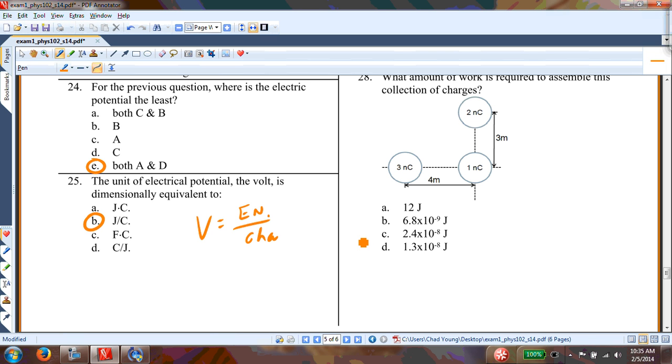What amount of work is required to assemble this collection of charges? All right, so we have 3 things we need to calculate. Do this a little bit differently. I just started doing this differently in class the other day, but you can do it the way that we did it in some of the previous exams.